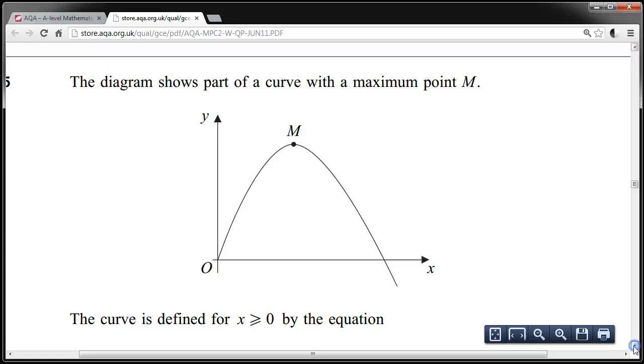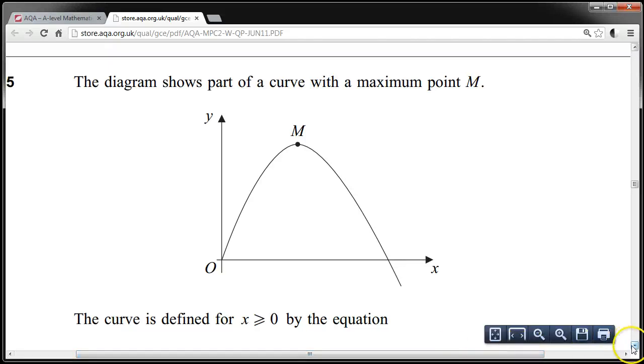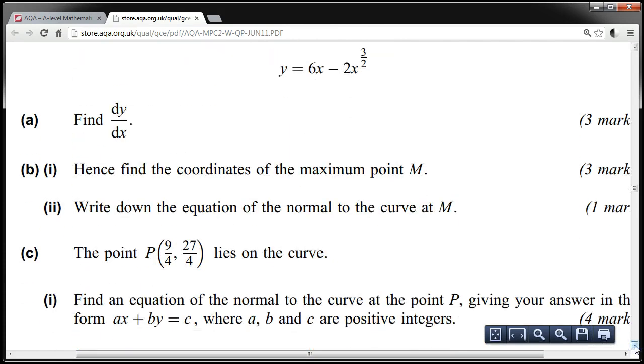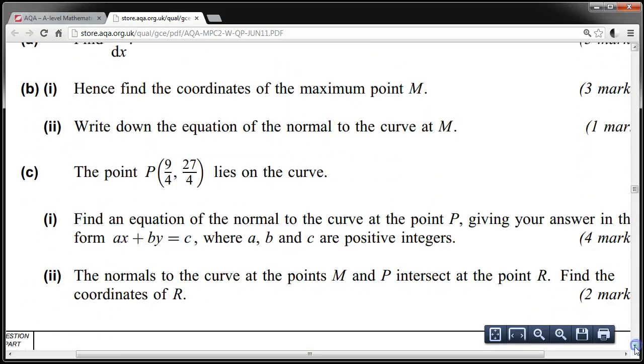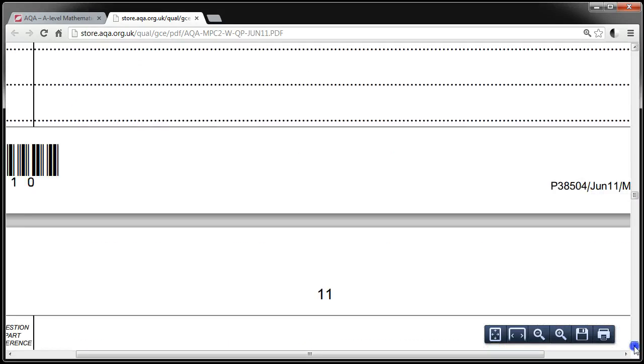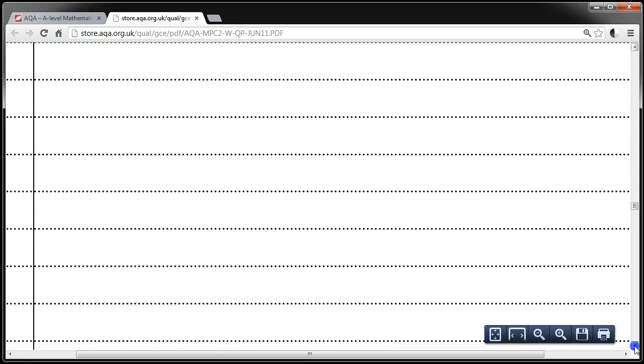So let's have a little look at the next one then. We've got a picture of a function here. We're given the function, there it is there, differentiate it, find the maximum turning point, find the normal to the curve at the maximum, and then the points, and find another normal, and then find out where those normals intersect. So again, a nice little question on calculus there that we could do in double quick time really.